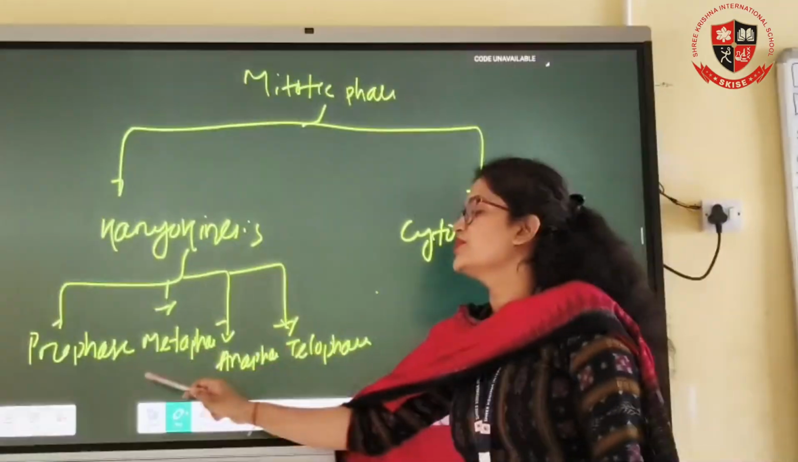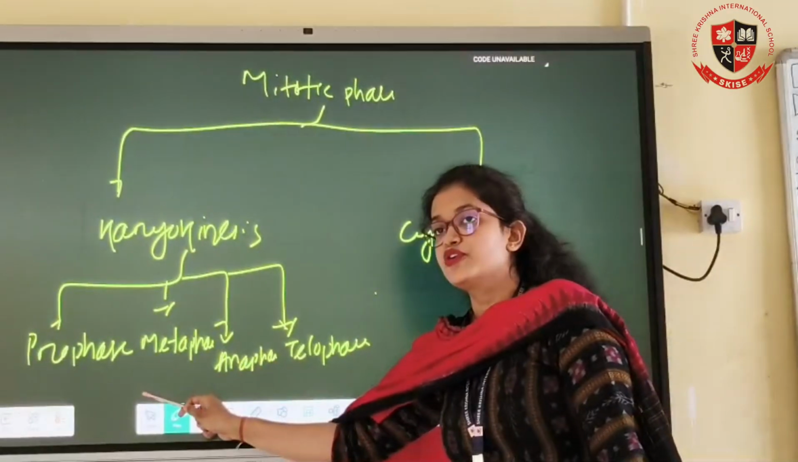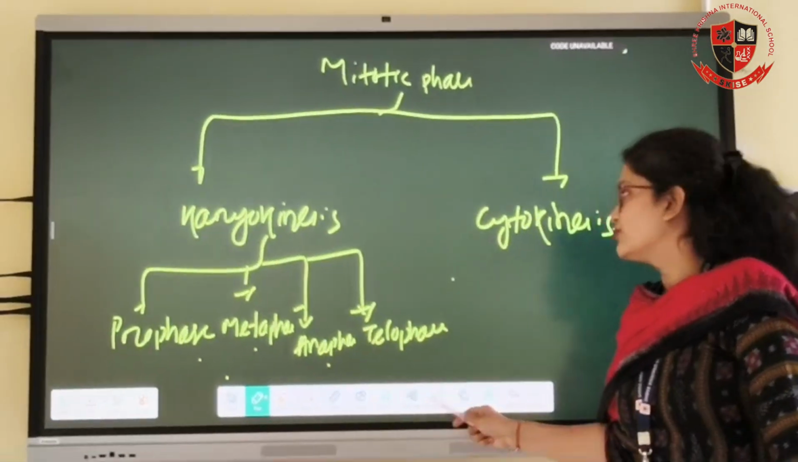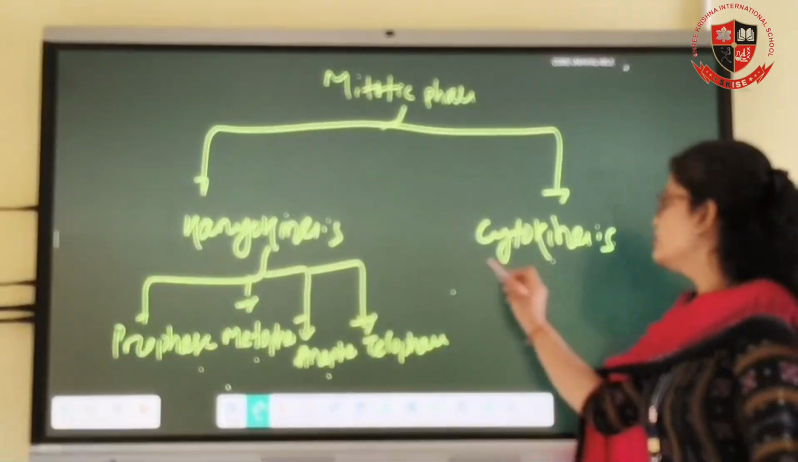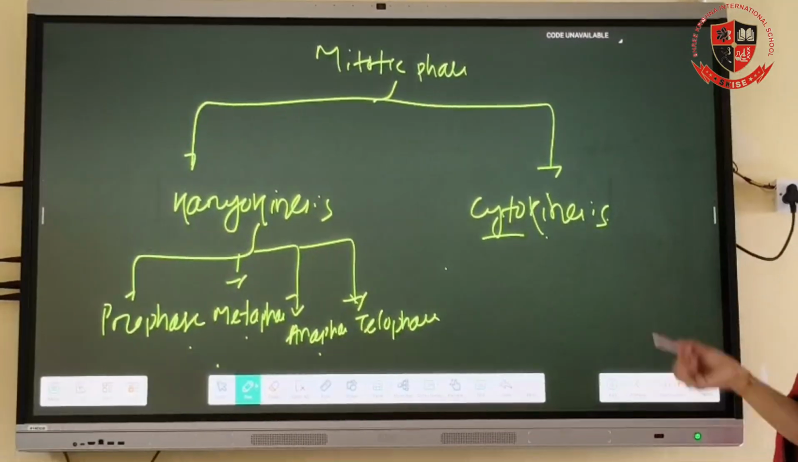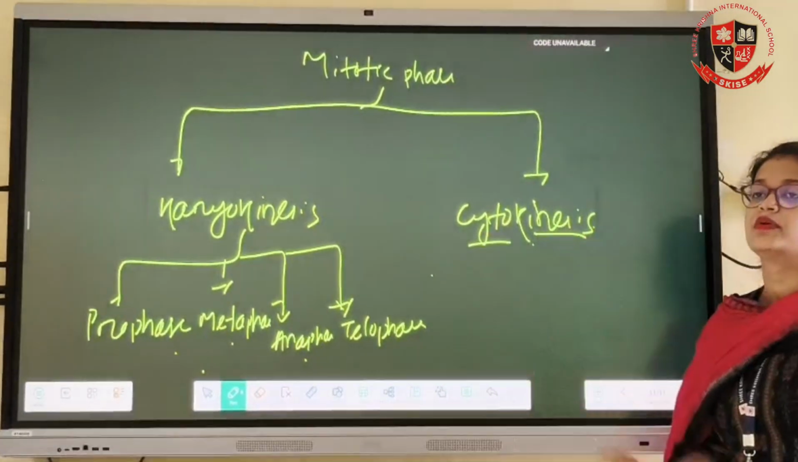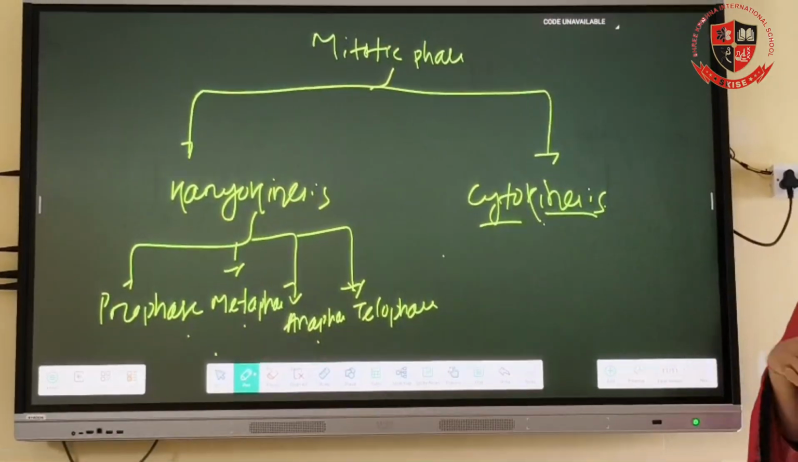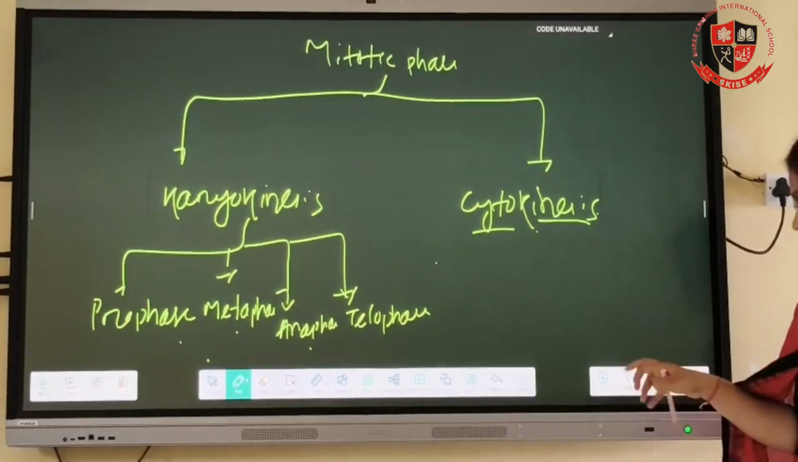Karyokinesis has four phases: prophase, metaphase, anaphase and telophase. And cytokinesis: cyto means cell, the cytoplasm division. Kinesis means division. When the cell is divided, that is cytokinesis.